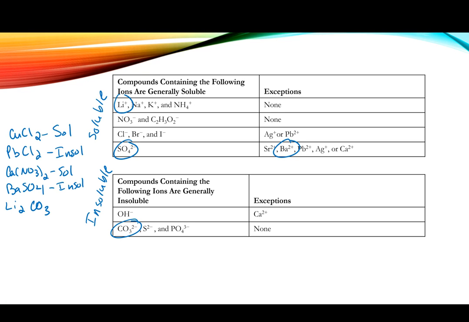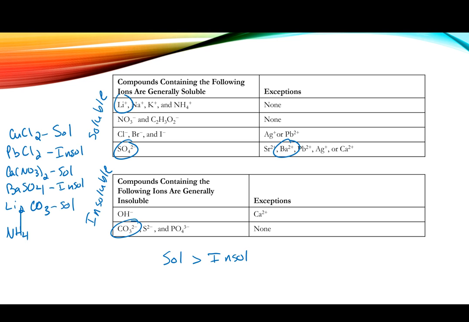So soluble is greater than insoluble. If something is soluble, that takes precedence over something else being insoluble. So lithium carbonate, because lithium is soluble, that whole compound is soluble. Lithium, sodium, potassium, ammonium, nitrates, and acetates are 100% of the time soluble. It does not matter what they are bonded with because soluble always takes precedence over insoluble.